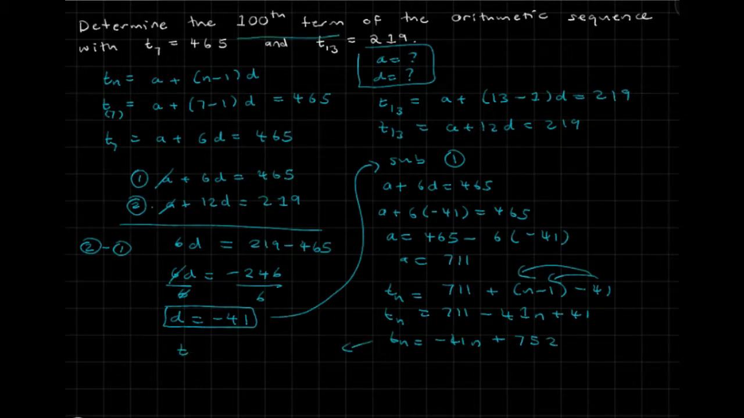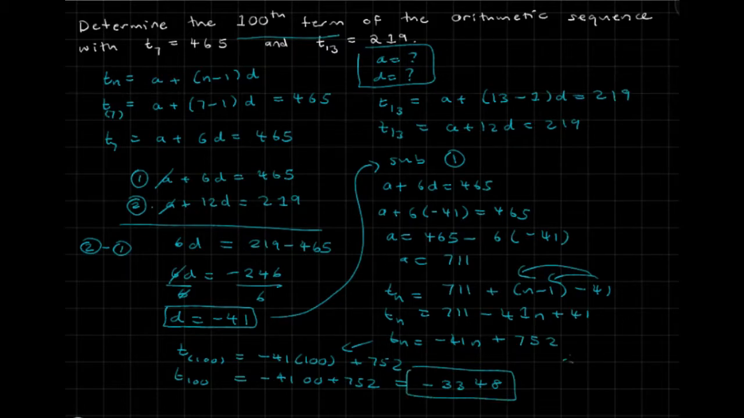So it's a pretty long question. So we're going to do T of 100 is equal to negative 41 times 100 plus 752, right? And this is basically negative 4100 plus 752. And in this case, this is going to give us negative 3,348. Okay, so the 100th term, right? So therefore, T100 is equal to negative 3,348. So it's a little bit more complex of a variation of.